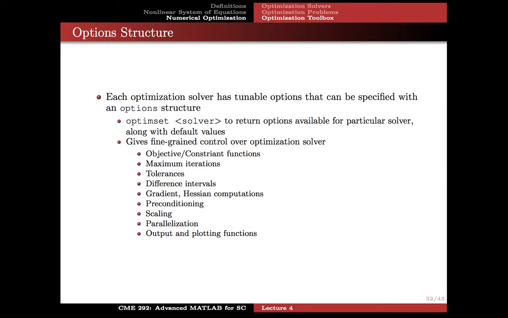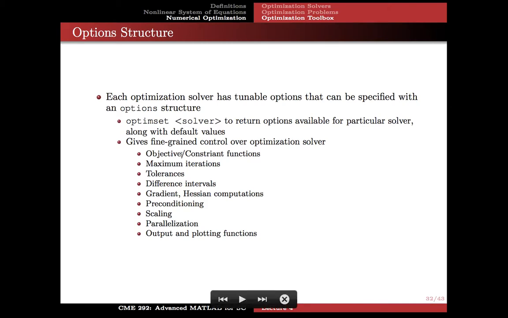All right, so how can we use this option struct? In particular, what are the corresponding fields that we want to turn on and utilize? Each optimization solver has tunable options that can be specified with the option struct. In particular, we can use optimoptions and then the solver name to return options available for particular solvers along with default values. Okay, so this gives us fine-grained control over our solver.